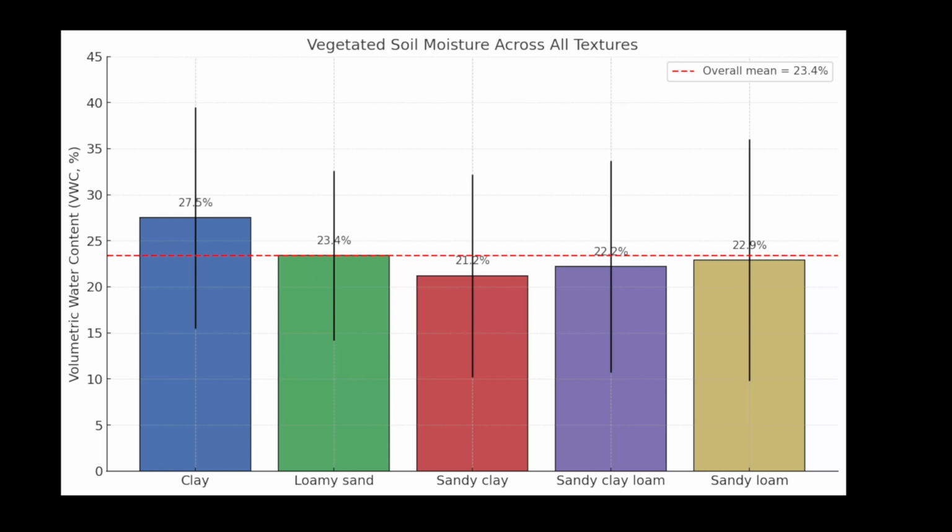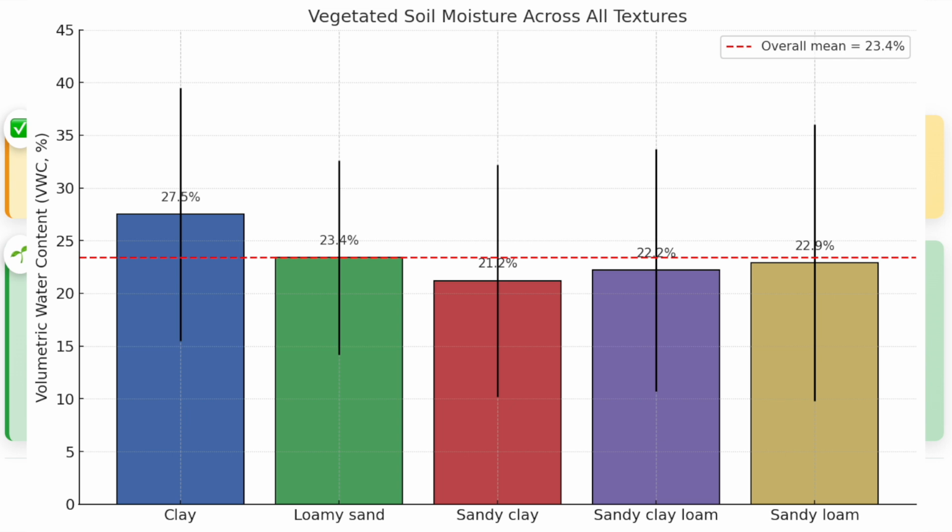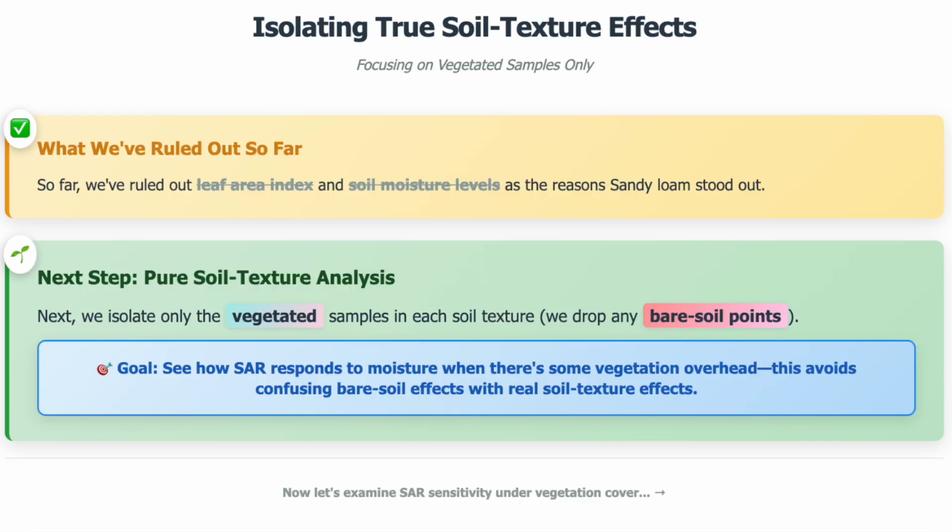So next we will see if it could be explained by some intrinsic signal properties, like the sensitivity of the backscatter compared to the soil moisture changes. So far we have ruled out that vegetation or leaf area index is the reason why Sandy Loam stood out, or even the soil moisture level. Everywhere, all the soils seemed similar. So what we did here was isolate only the vegetated samples from all the soil textures. That means we drop any bare soil data points. The goal now is to see how the satellite backscatter responds to moisture when there is some vegetation.